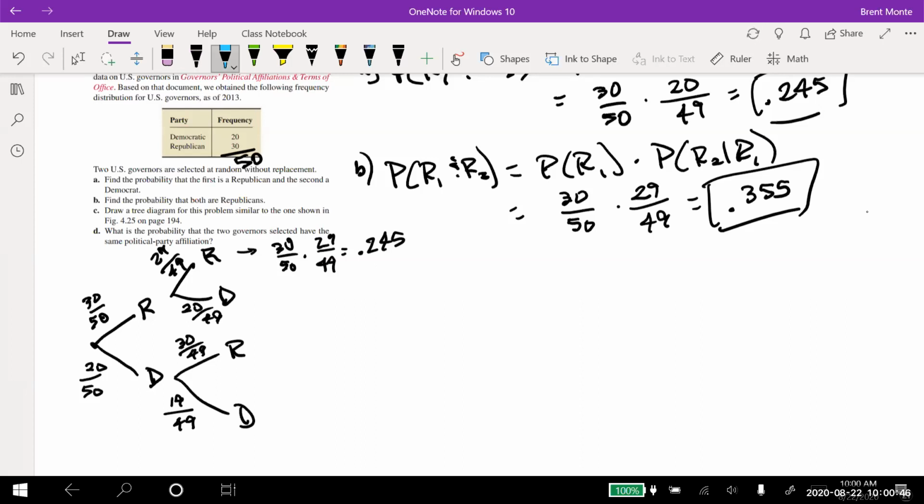So if I go this path, for instance, then I'm just going to say that was 30 out of 50 times 20 out of 49. And then I can find the probability of picking a Republican then a Democrat. And you could do the same for the next two as well. I'm not going to. I will leave that for you if you want to do it. It's 0.245 also.